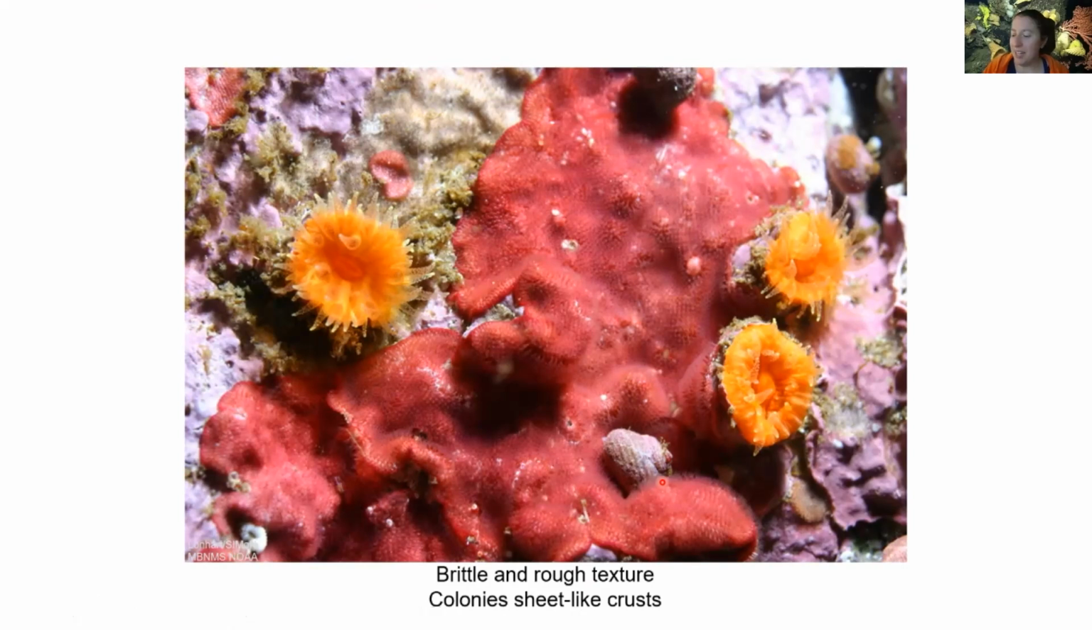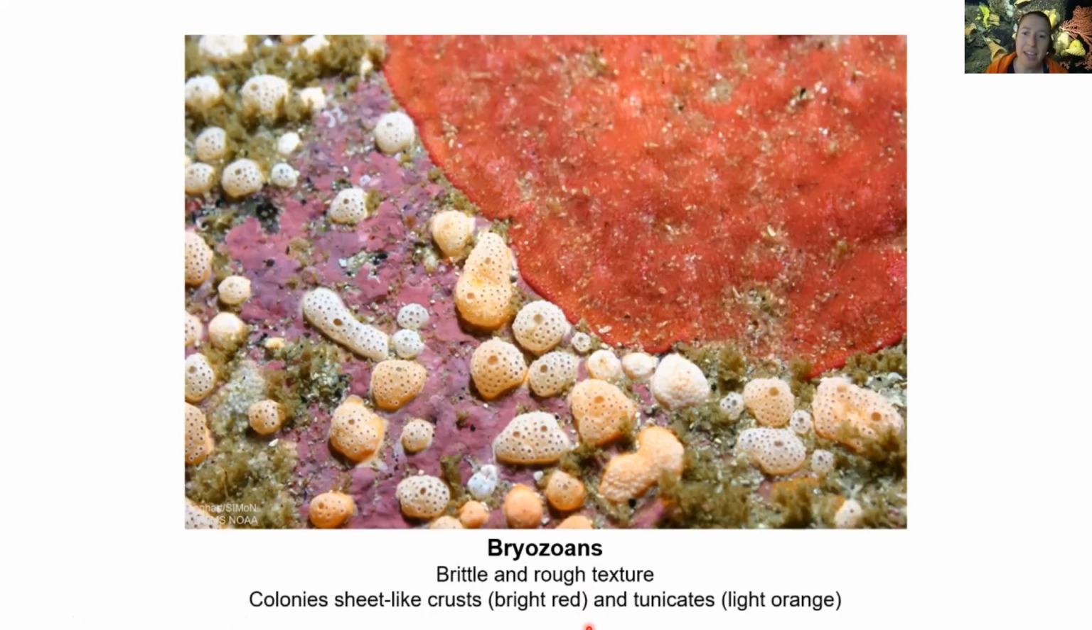And you can see here, what I like about this is you can actually see a little bit of fuzziness to this bryozoan. So that fuzziness is all of those little tiny individual clones sticking their feeding appendages out to catch food. So there it is with all those feeding appendages pulled back. There it is with them sticking out.